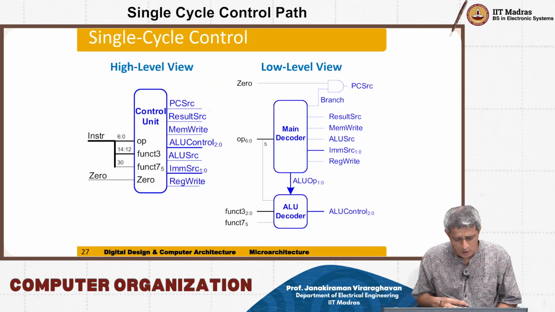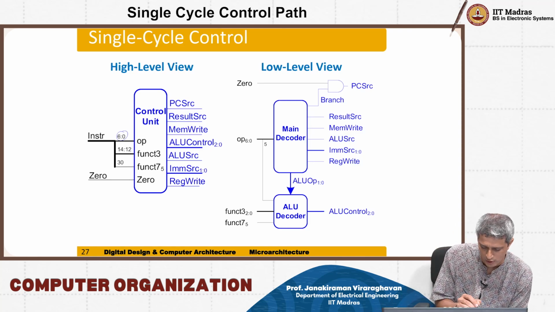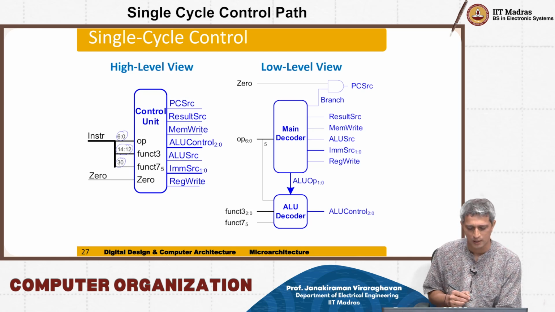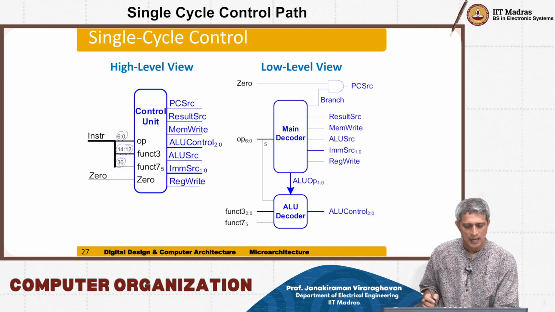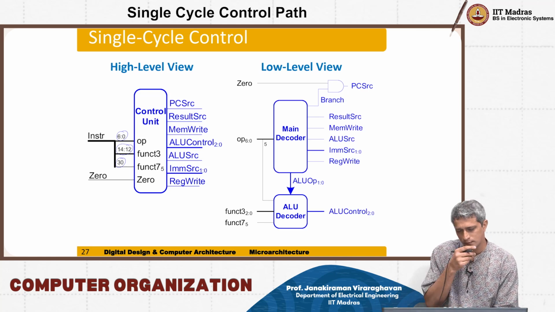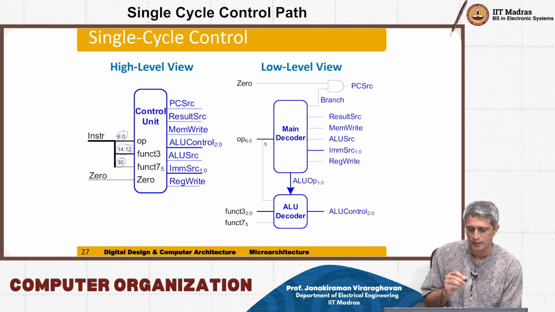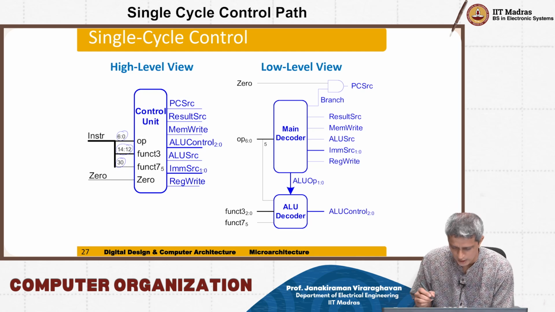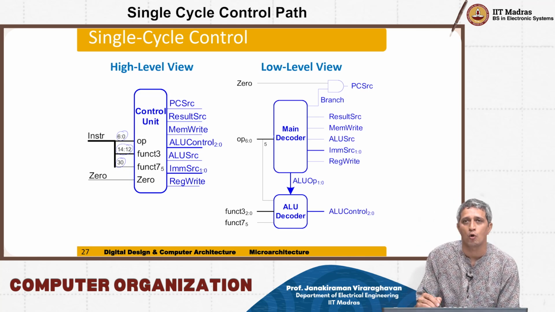Like I told you, the high level view is as follows: bits 6 to 0, 14 to 12 and bit 30. This function 7 we will come to a little later, why the 5th bit and all that. And you have the PC source, result source, mem write, ALU control, ALU source, immediate source and reg write. So the first thing to do is to figure out the main decoder.